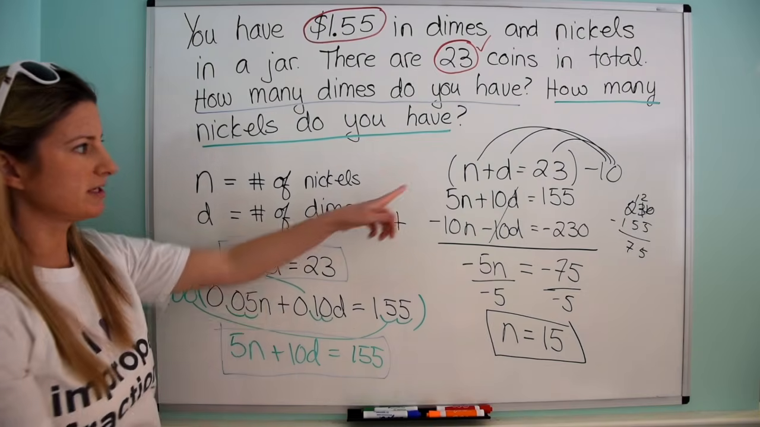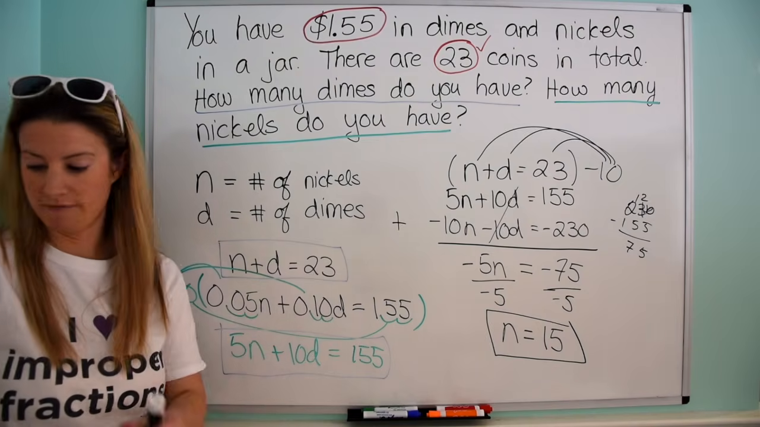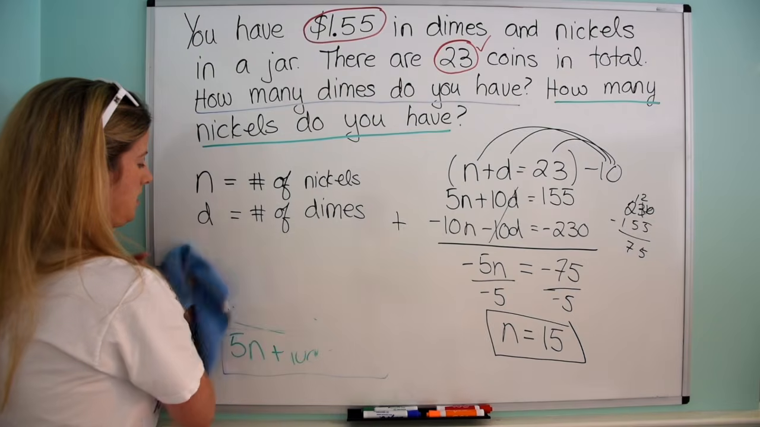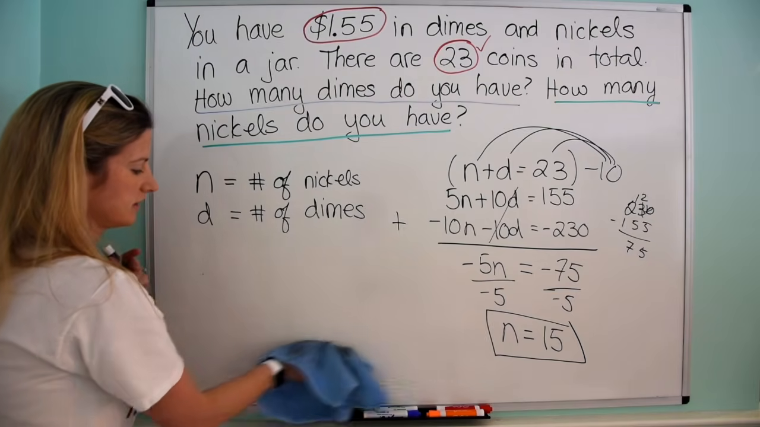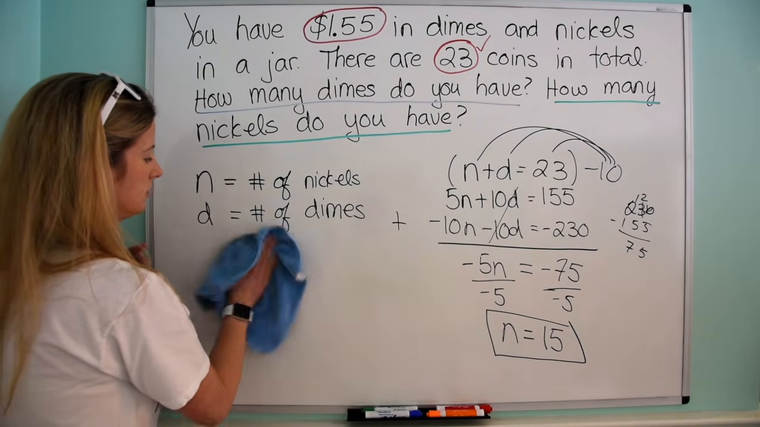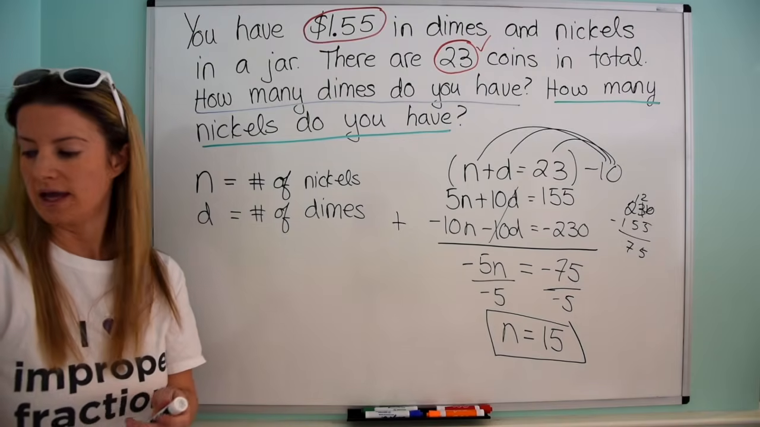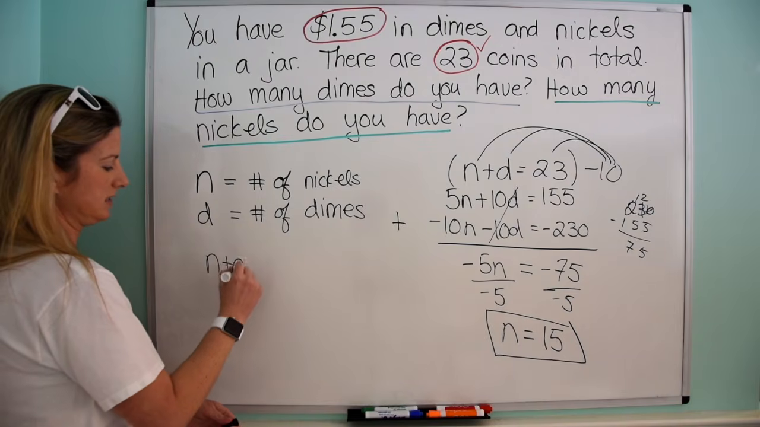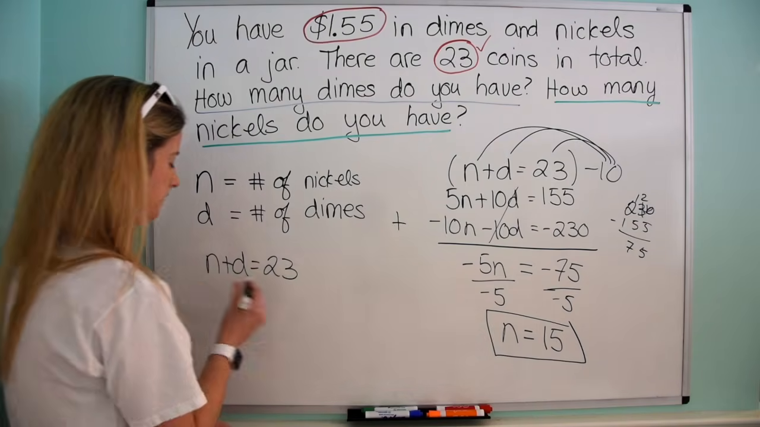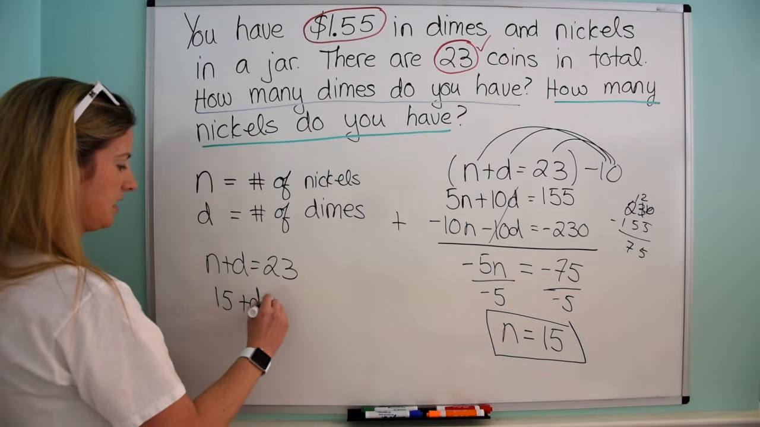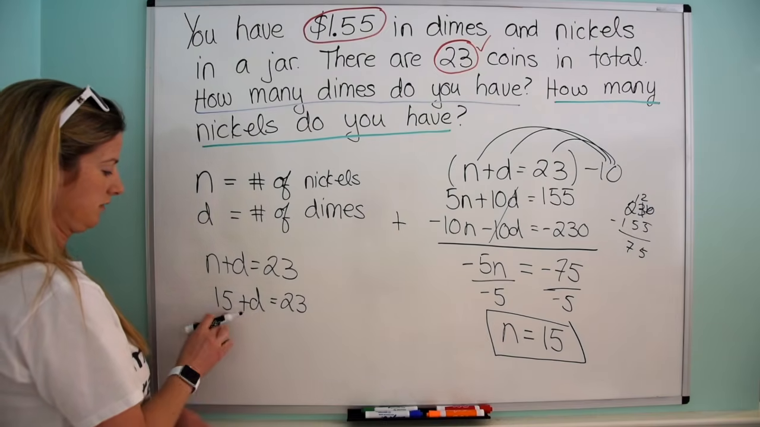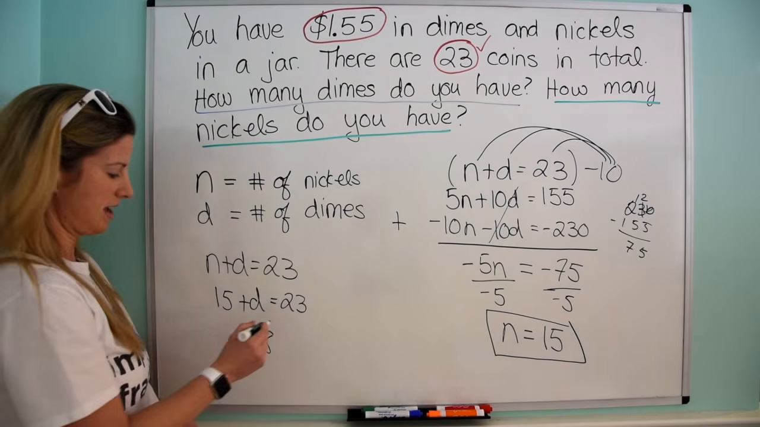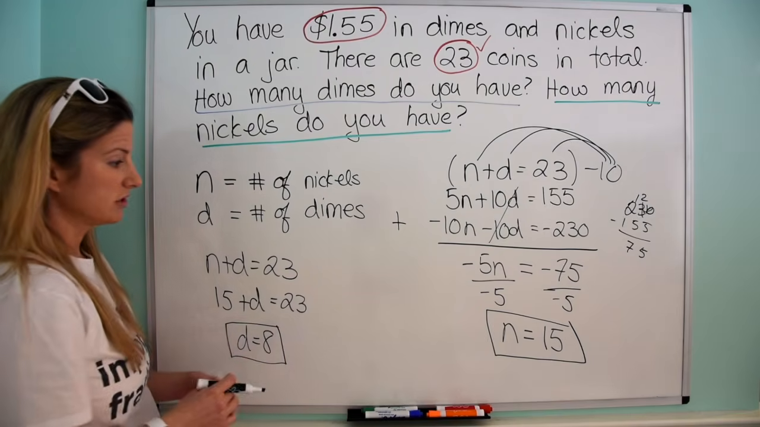Well, this is super easy because I'm going to erase this over here just so I have more room. I know that I have 15 nickels. So the question is, how many dimes do I have? And I say to myself, well, one of my original equations, which I just erased over here, was n plus d equals 23. So if I know n is 15, I'm just doing 15 plus d equals 23. So 15 plus what will give you 23? Well, that's easy. d is going to equal 8.